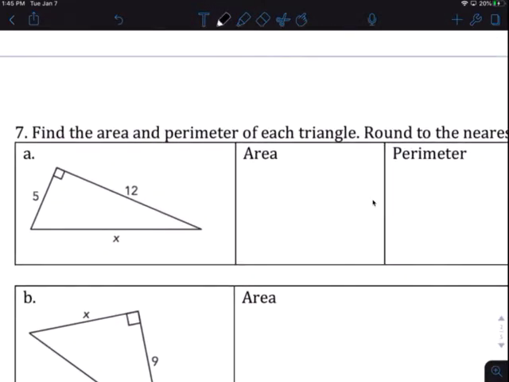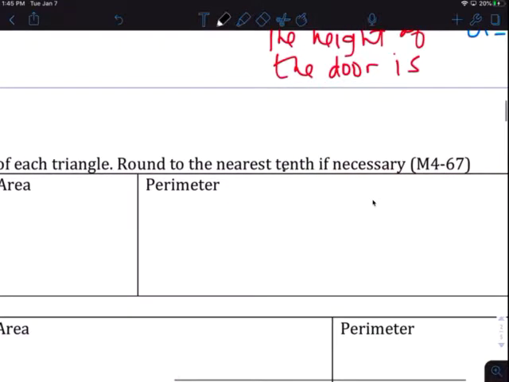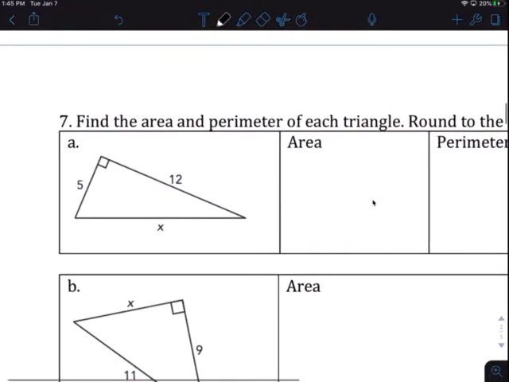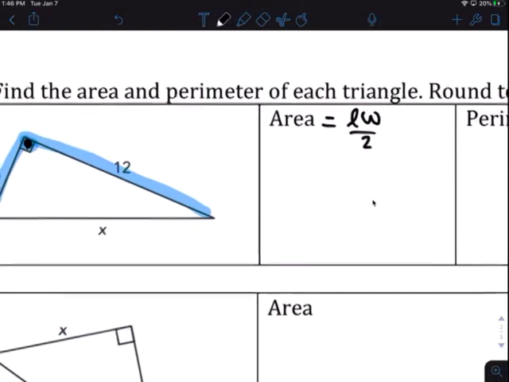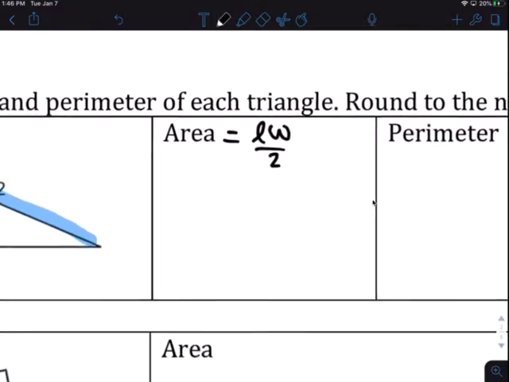Okay, we're finding area and perimeter of each triangle, round to the nearest tenth if necessary. You can use calculators here if you show work. Area is length times width divided by 2 for a triangle, or base times height, same thing. The 90 degrees tell you base and height, or length times width. That's also A and B in the Pythagorean theorem. So we always use the A and B for length and width.